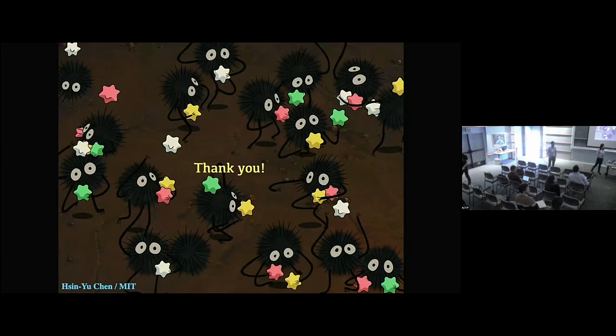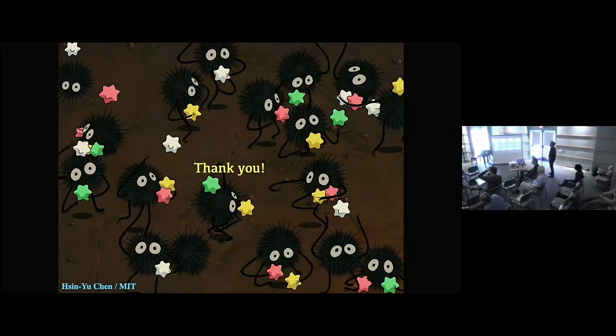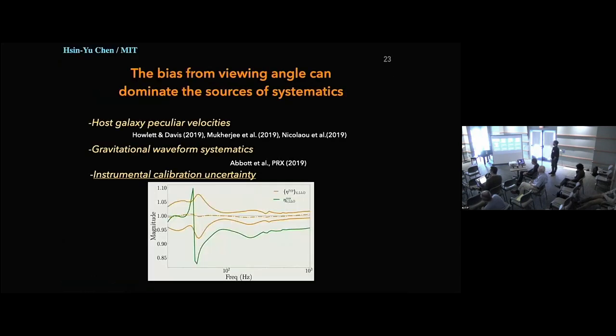I might have missed it, but when you were talking about how constraining the viewing angle affects your bias, I didn't hear you say a number for how well you constrain it. I would assume constraining it to 2 pi minus epsilon for some epsilon is not really constraining it, so how well are you assuming you're constraining it?